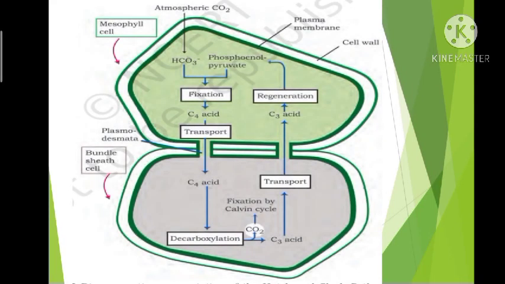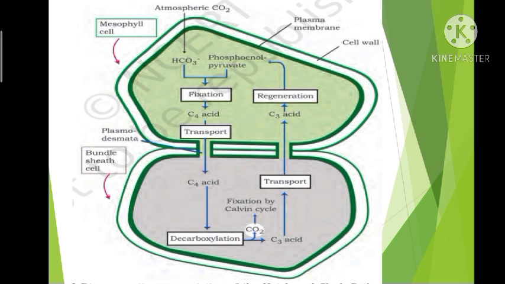Now we can see how the C4 pathway of photosynthesis takes place. It is also said to be a Hatch and Slack pathway because it was given by M.D. Hatch and Roger Slack. It occurs in the C4 plants. And in C4 plants, the C4 pathway occurs in mesophyll cell as well as the bundle sheath cells. In C3 pathway, it occurs only in the mesophyll cell. But here in C4 plants, the C4 pathway occurs both in the mesophyll cell as well as the bundle sheath cell.